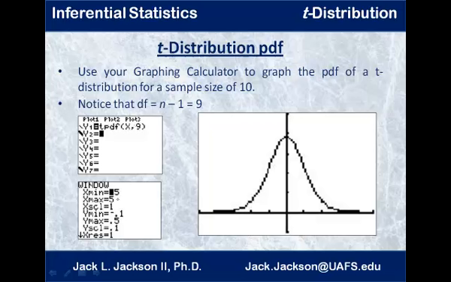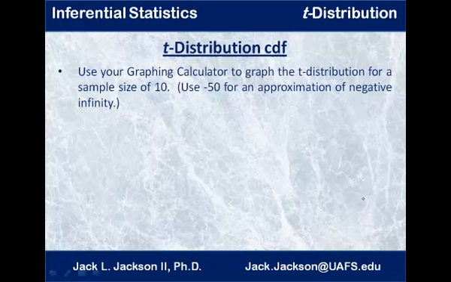Then we need to figure some appropriate window. I'm going from -5 to 5 here for the x's, and -0.1 to 0.5 for the y's, and that actually works out pretty nicely. We see something that looks kind of like a normal curve, but it's actually a t-distribution. So there we go to graph it.